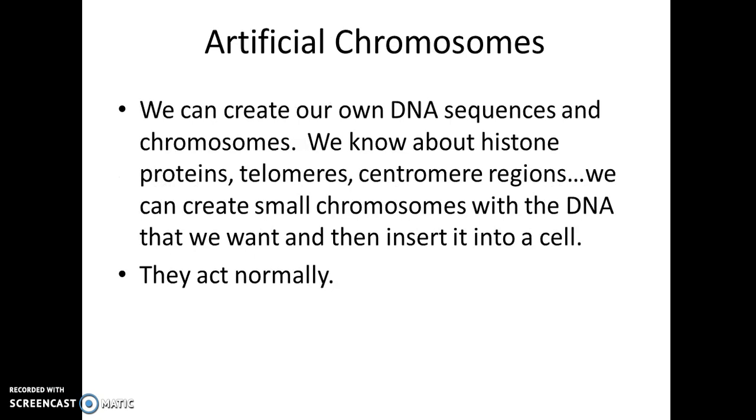The third way that we can obtain DNA is by creating our own DNA sequences and chromosomes. We know about histone proteins, we know about telomeres, the centromere region. We can create small chromosomes with the DNA that we want and insert it into a cell. Usually it's a yeast cell, and we have done that, and they have acted normally. They are replicated, they divide, they behave just like any other chromosome would, except we created it.